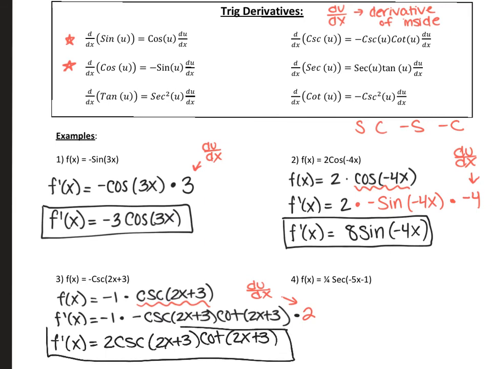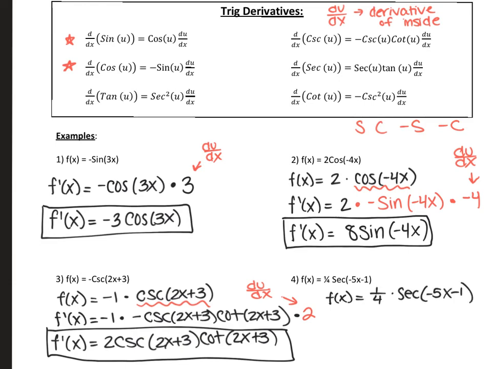And this is your final answer. All right, why don't you guys try number 4 on your own and then hit resume when you're ready for the answer. Okay, so the first thing is to rewrite f of x as 1/4 times secant of negative 5x minus 1.